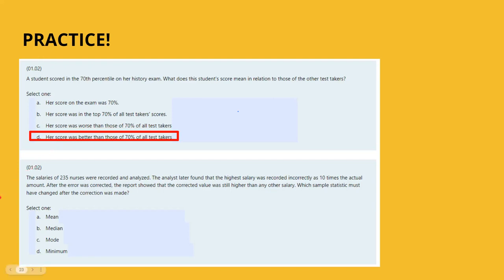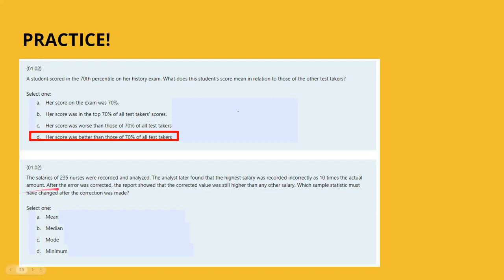All right, the salaries of 235 nurses were recorded and analyzed. The analyst later found that the highest salary was incorrectly recorded as 10 times the actual amount. After the error was corrected, the report showed that the corrected value was higher than any other salary. What sample statistic must have changed after the correction was made?